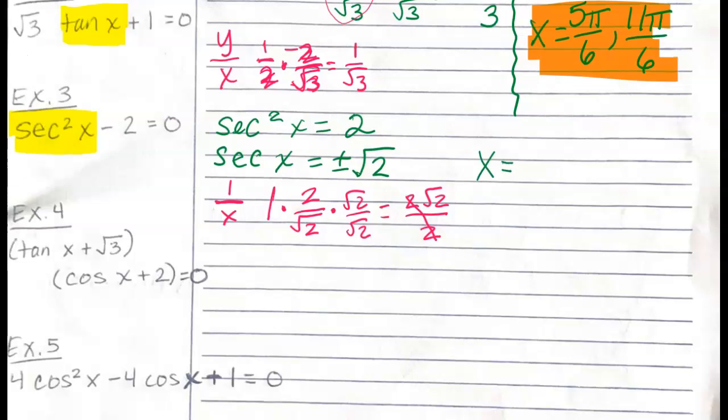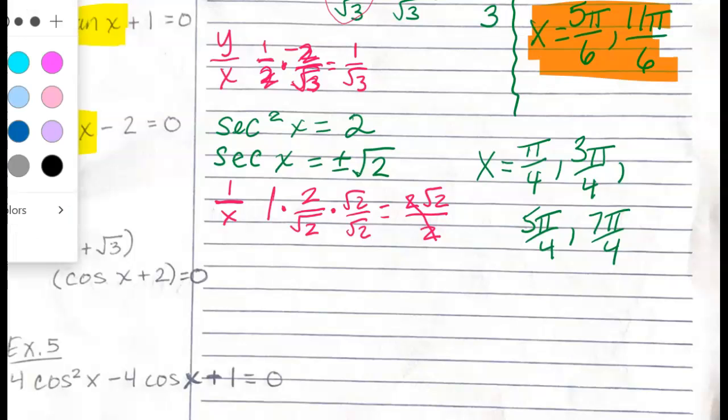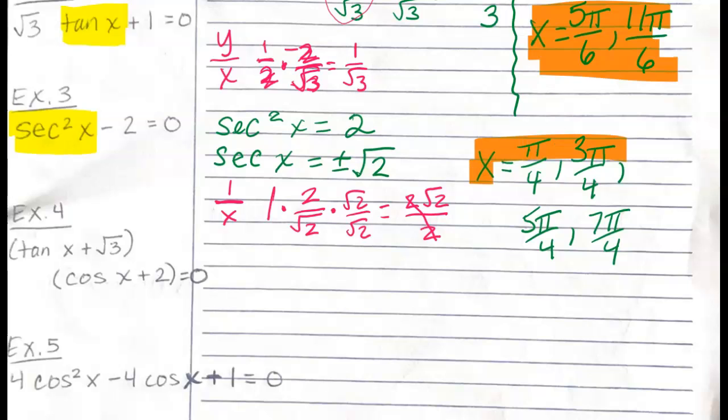So we were just at pi over 4. We know that one will work. Our next one that has square root of 2 over 2 or negative square root of 2 over 2 is 3 pi over 4. Our next point, negative square root of 2 over 2, is 5 pi over 4. And moving right along, the next one is 7 pi over 4. So those are the solutions for this one.